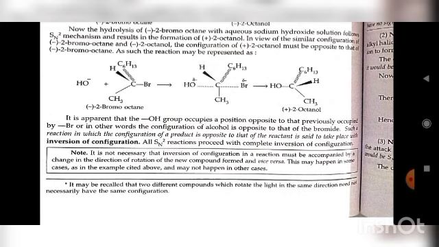Such a reaction, in which the configuration of the product is opposite to that of the reactant, is said to take place with inversion of configuration. All SN2 reactions proceed with complete inversion of configuration. Note, it is not necessary that inversion of configuration in a reaction must be accompanied by a change in the direction of rotation of the new compound formed, and vice versa. This may happen in some cases, as in the example cited above, and may not happen in other cases.